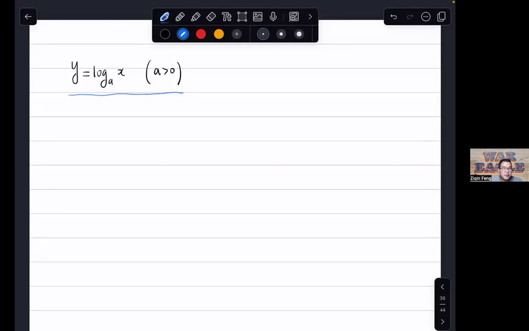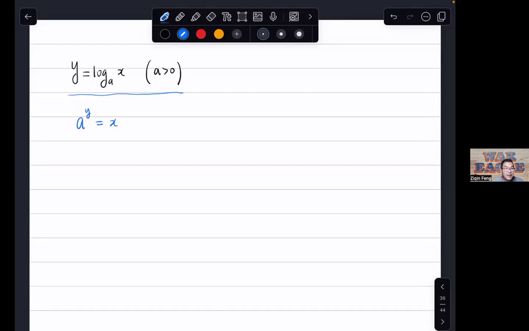We have no idea, right? The definition is not easy to use. We want to use some other things, but we don't know how to differentiate this function, but we do know how to differentiate the exponential function, right? So we change our function to the exponential form. You get a to the y equal to x, right?